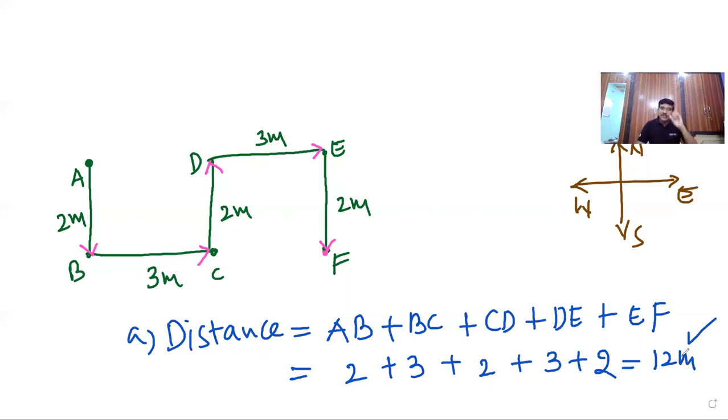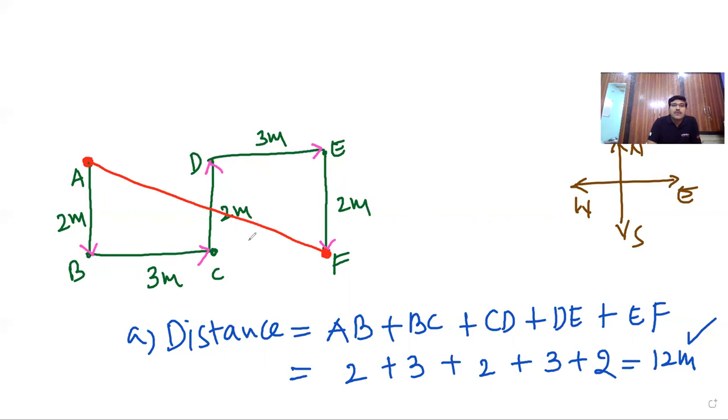Now, what is the displacement? It requires displacement also. What is the simple concept of displacement? Displacement is the shortest distance from the initial point to the final point. Final is F, initial is A. So the straight line joining these two is the displacement, the length of the straight line joining initial position to final position. Observe, simple mathematics we can make use of.